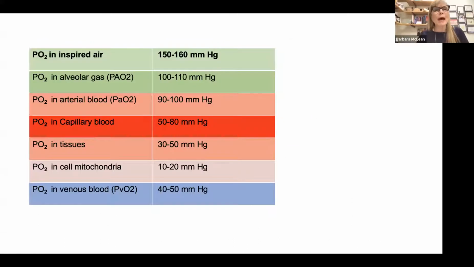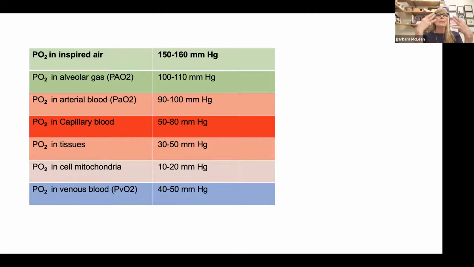Okay, so now I just want to remind us all about oxygen and to remind everybody that dissolved oxygen exerts pressure. That's the P in PO2, PaO2, PVO2, right? That's the P, exerting pressure. So you have a partial pressure of oxygen in inspired air, and that partial pressure at barometric pressure is 748, that's sea level, living at sea level. That FiO2 of 21% equals about 150 to 160 millimeters of mercury of oxygen.